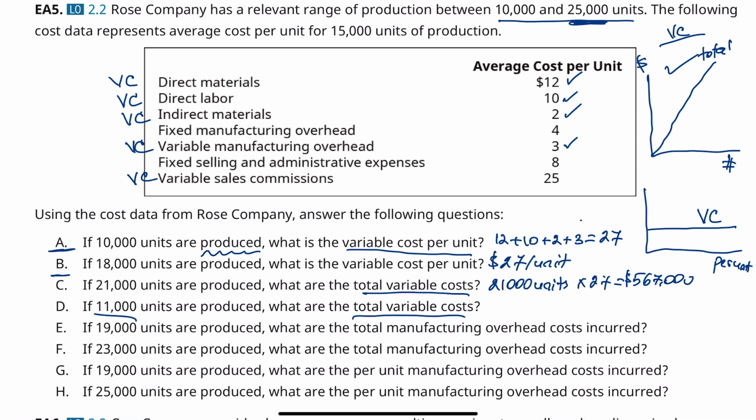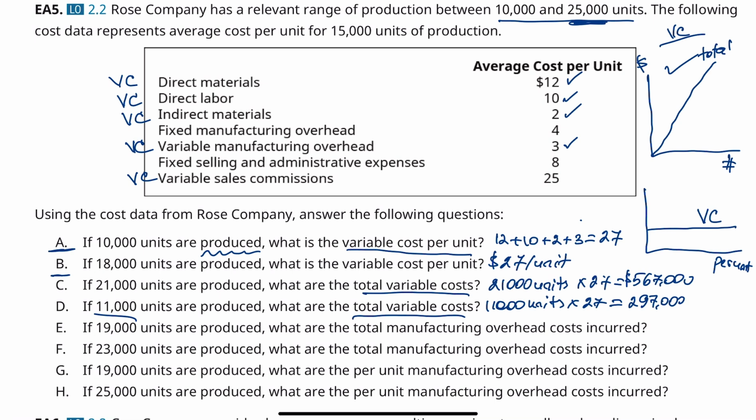We know that per unit is 27, so the total: 11,000 units, and per unit we spent $27, and that's going to be $297,000 in total. So the more you produce, the more it will be.